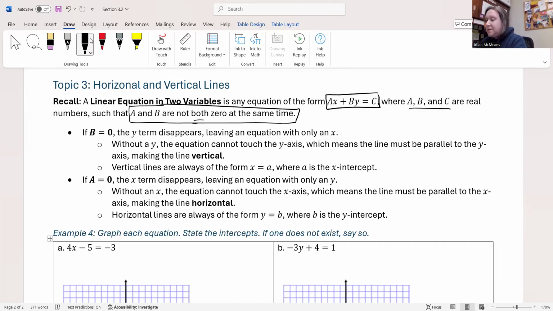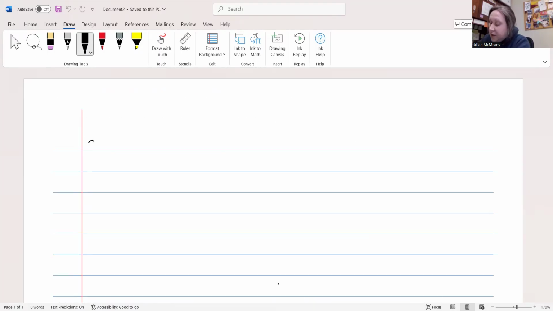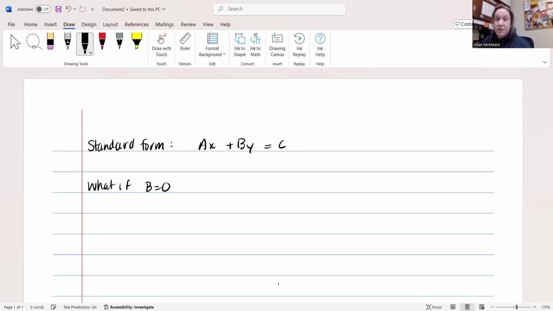Okay? So let's go to another sheet of paper because I need to show you some stuff and I'll need a little bit of space. And then we'll come back here and we'll review. Okay, so we know that standard form of an equation is ax plus by equals c. So what if b equals 0? A lot of this is in the notes on the original worksheet. I just need to show you some stuff. So you can still write on the regular worksheet.